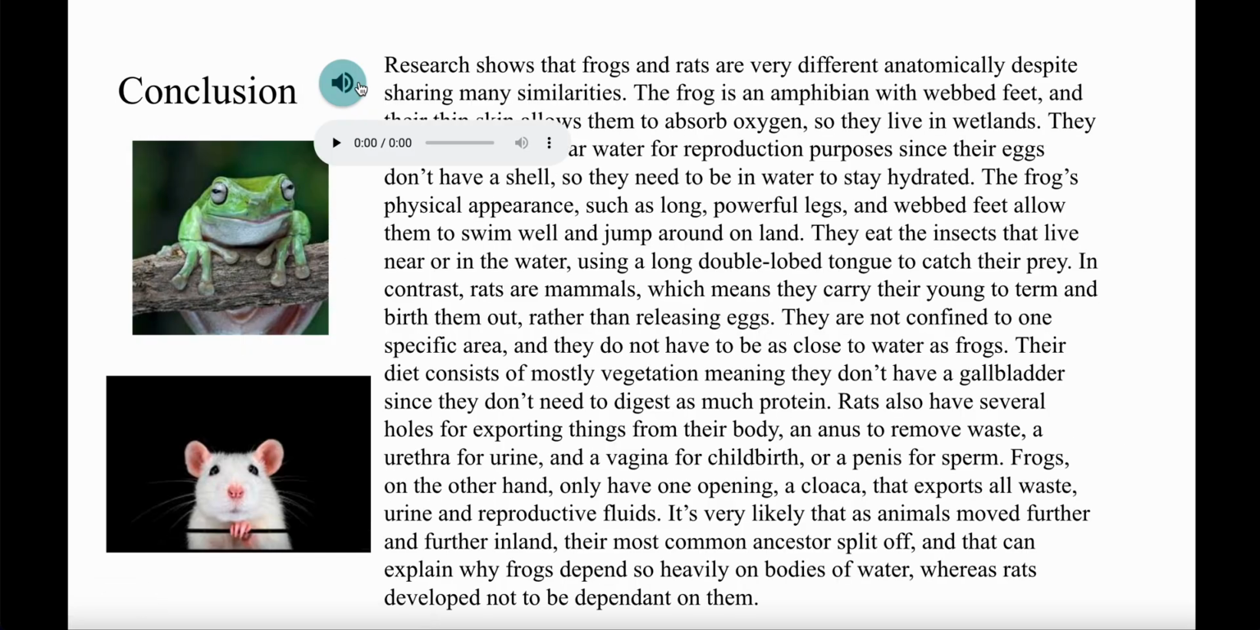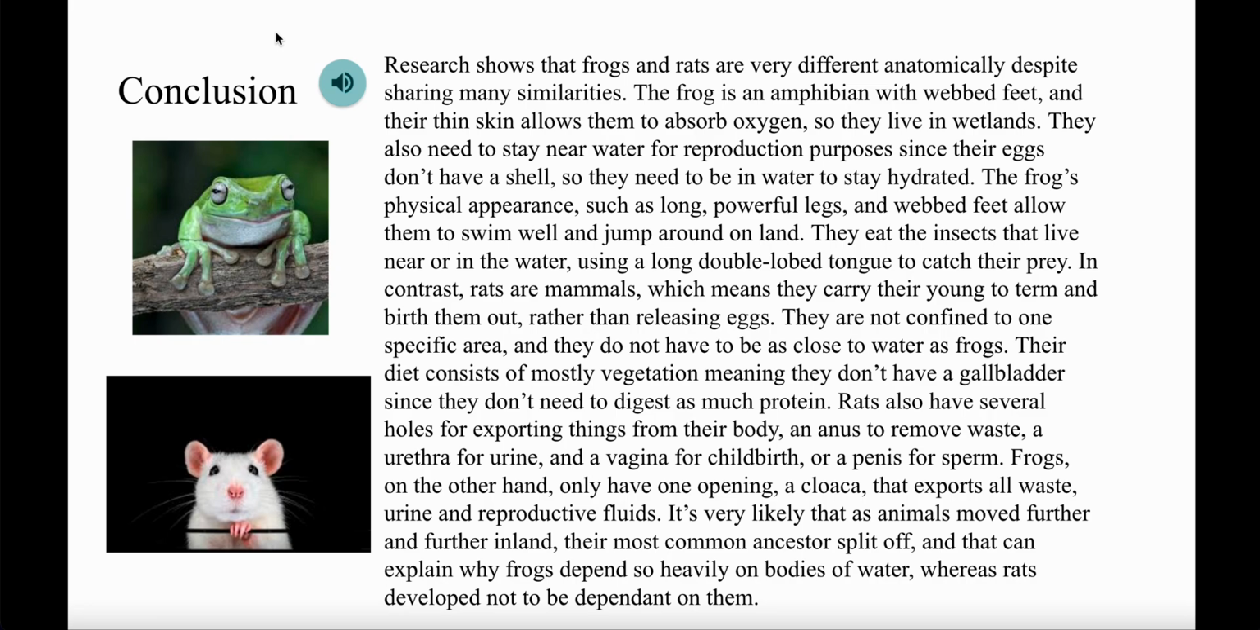Research shows that frogs and rats are very different anatomically, despite sharing many similarities. The frog is an amphibian with webbed feet, and their thin skin allows them to absorb oxygen, so they live in wetlands. They also need to stay near water for reproduction purposes, since their eggs don't have a shell, so they need to be in water to stay hydrated.